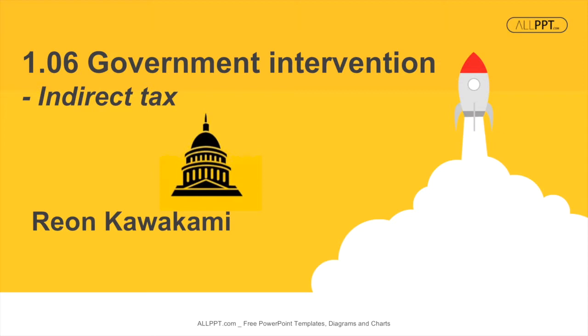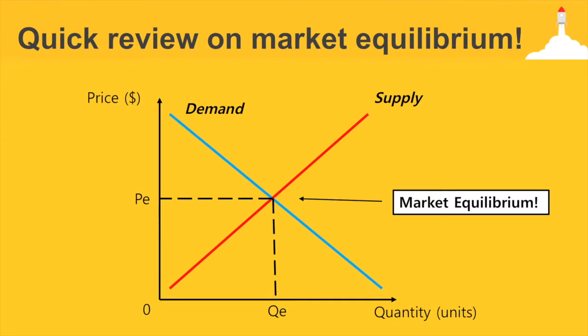So today we're going to talk about government intervention. We have three different types of government intervention, which are indirect tax, price control, and subsidy. But today we're focusing on indirect tax. Okay, so first let's do a quick review on market equilibrium.